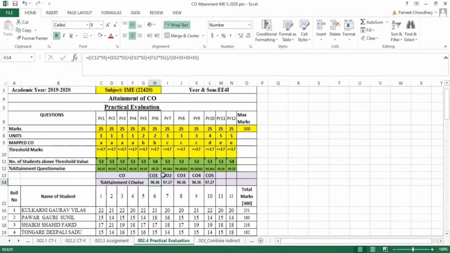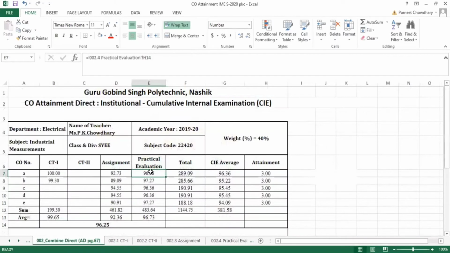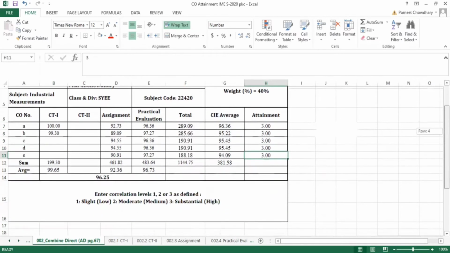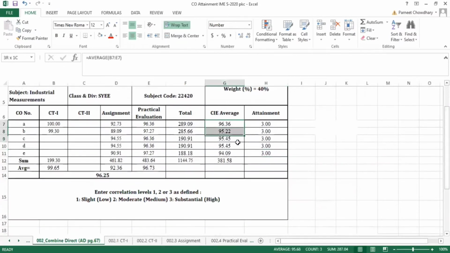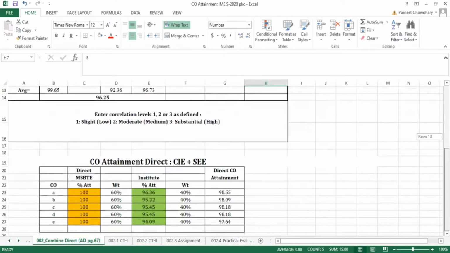Okay, so this practical evaluation CO1 to 5 attainment is dragged here. So here I have CO1 to 5 attainment dragged. So CT1, CT2, assignment, practical evaluation, all these values I have entered and I have got the total and average of that. Okay, so after this, now we have to combine this. Now since all my COs are above 90, that means my attainment at institute level is 3.